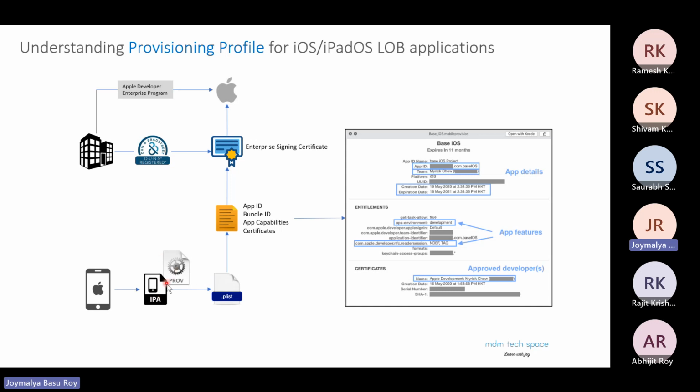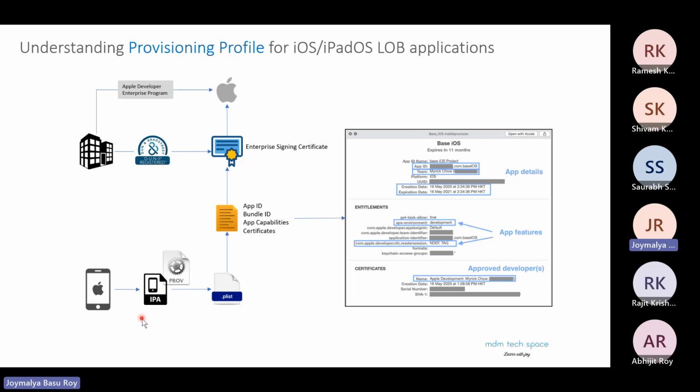Now, iOS application का most information उसका .plist file में रहता है. So the plist file talks about the application ID, bundle ID, the app capabilities and the certificate. And this certificate that it talks about is this enterprise signing certificate. This certificate that you generated is valid for 3 years. So in theory, this application that you created should be valid for 3 years.